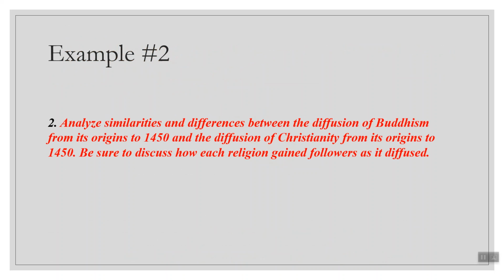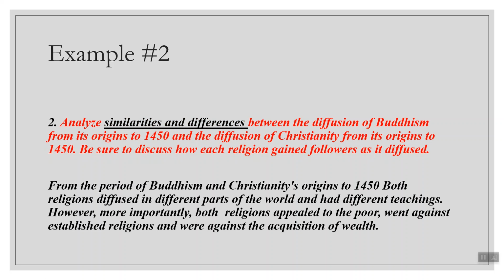Example number 2. Analyze the similarities, and now we're going over similarities and differences, between the diffusion of Buddhism from its origins to 1450 and the diffusion of Christianity from its origins to 1450. Make sure to discuss religion, how it gained its followers. So now, if you see something like this, you need to make sure to include this specific thing. How did it gain its followers, and how was it diffused, right? So here's similarities and differences, followers and diffusion.